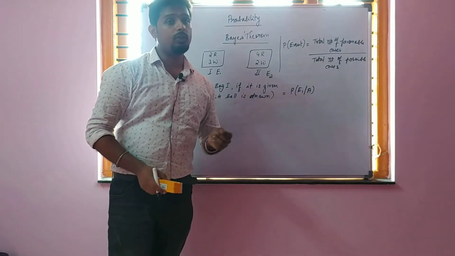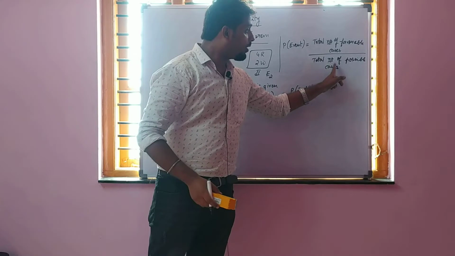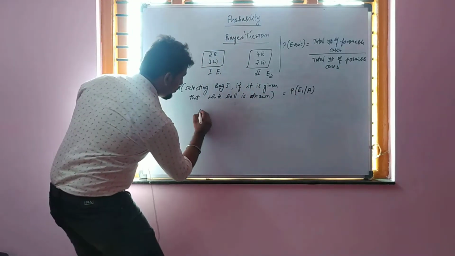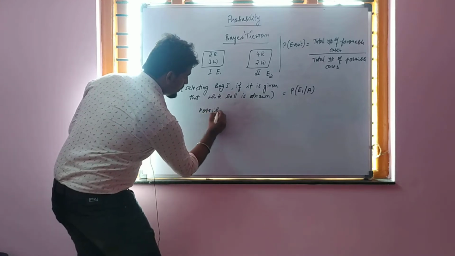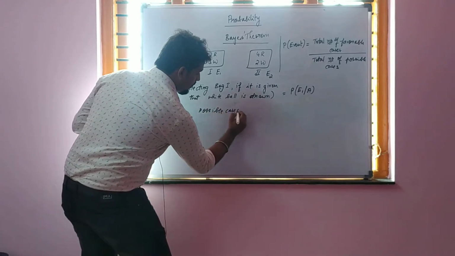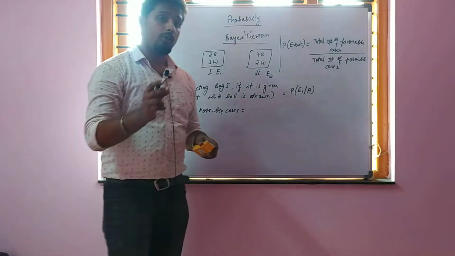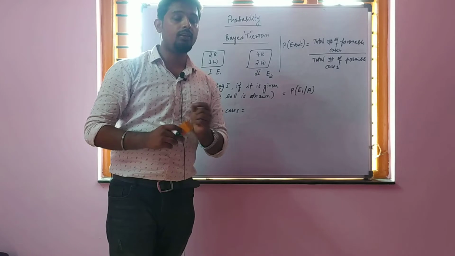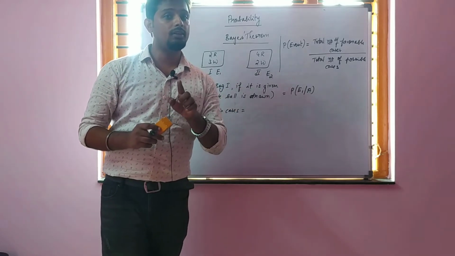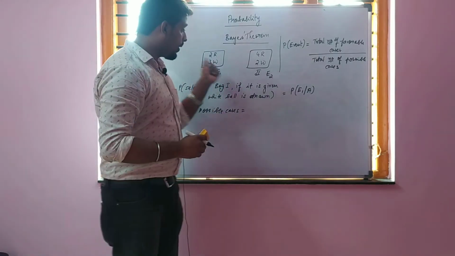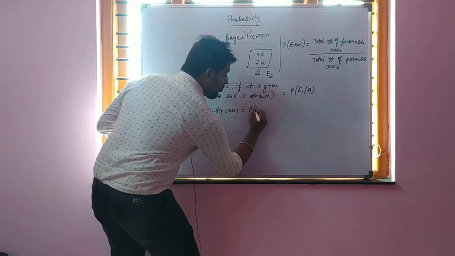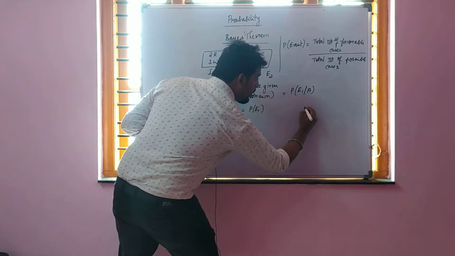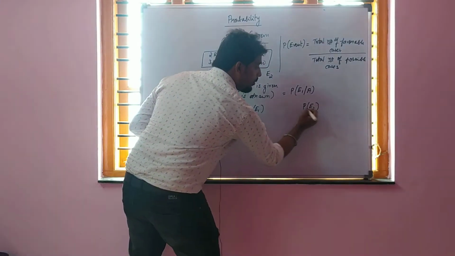Now students, we shall use this definition. So what are the possible cases involved here? The possible cases are nothing but you can select bag 1. Is that right? This is the first possible thing. The second possible thing is we can select bag 2. If you select bag 1, what is the probability here? P of E1. If you select bag 2, what is the probability here? It is P of E2.